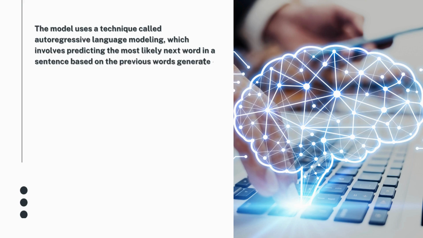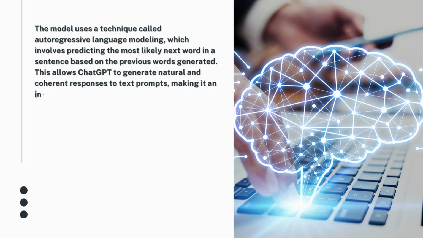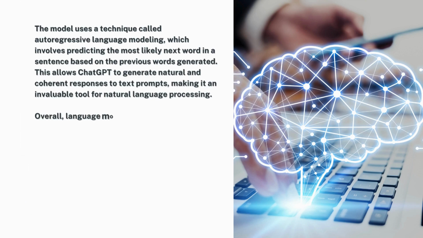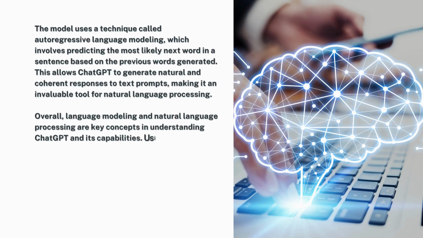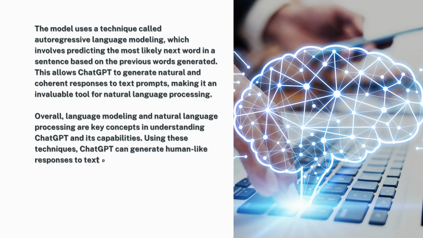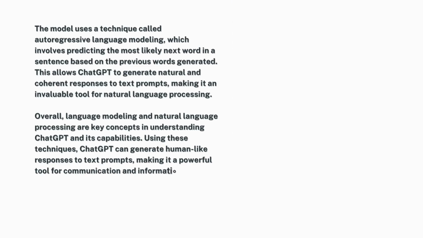This allows ChatGPT to generate natural and coherent responses to text prompts, making it an invaluable tool for natural language processing. Overall, language modeling and natural language processing are key concepts in understanding ChatGPT and its capabilities. Using these techniques, ChatGPT can generate human-like responses to text prompts, making it a powerful tool for communication and information exchange.